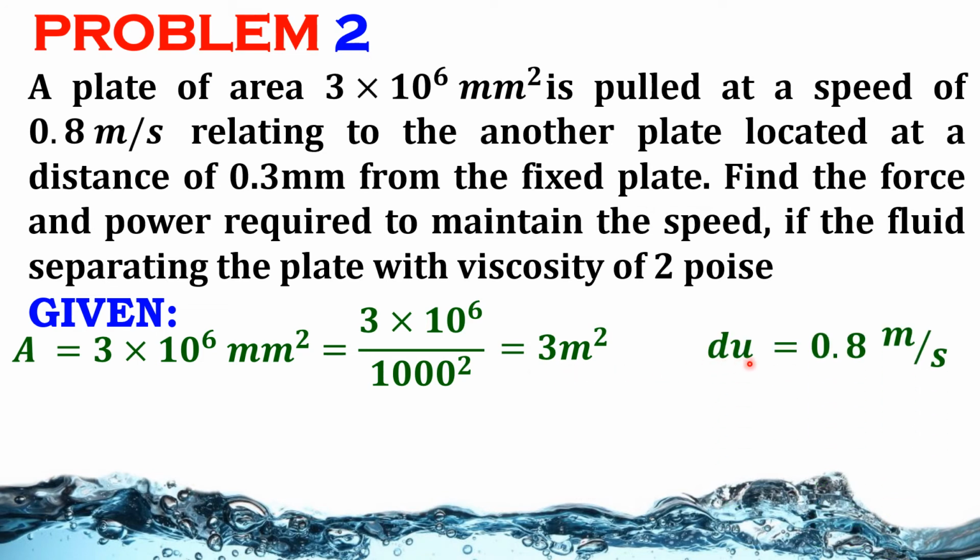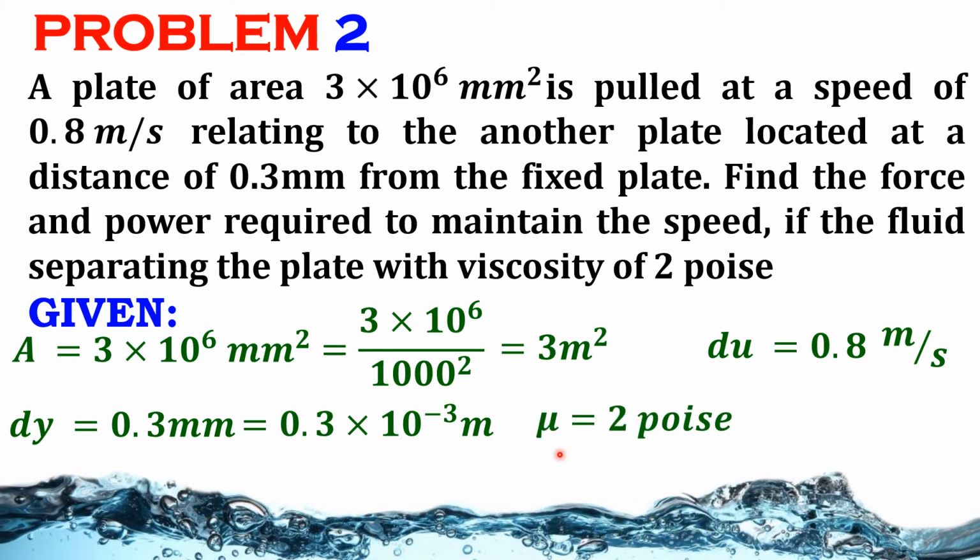Change in velocity du is 0.8 meter per second. Change in distance dy is 0.3 mm. In order to convert into meter, divide by 1000, therefore it will be 0.3 into 10 to the power minus 3 meter. Viscosity mu is 2 poise. In order to convert the unit of viscosity into Newton second per meter square, divide by 10, therefore it will be 0.2 Newton second per meter square.